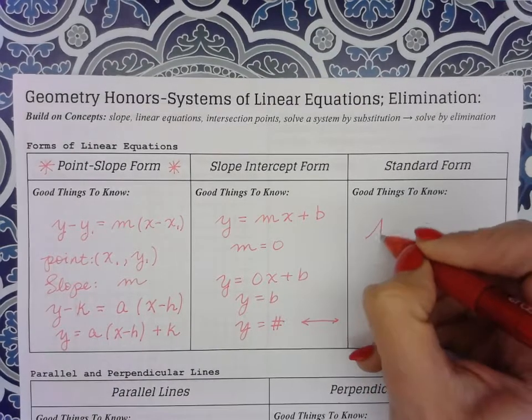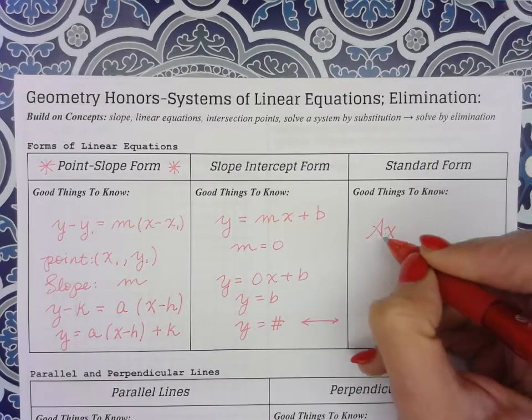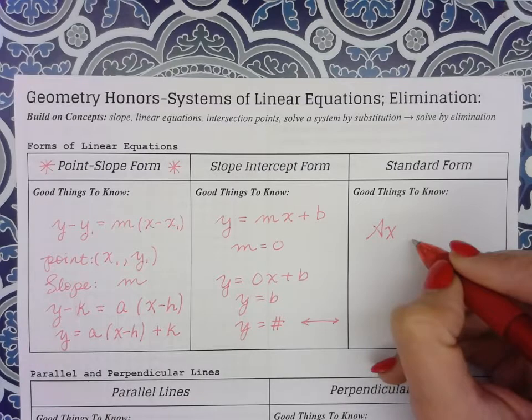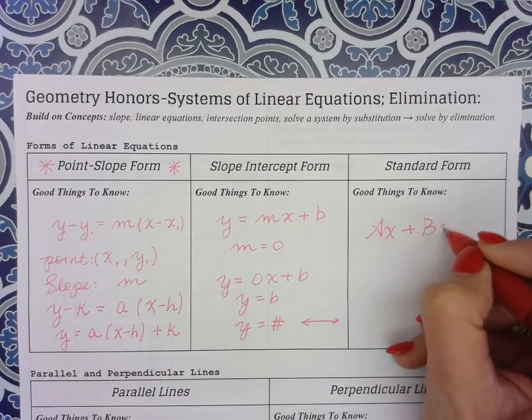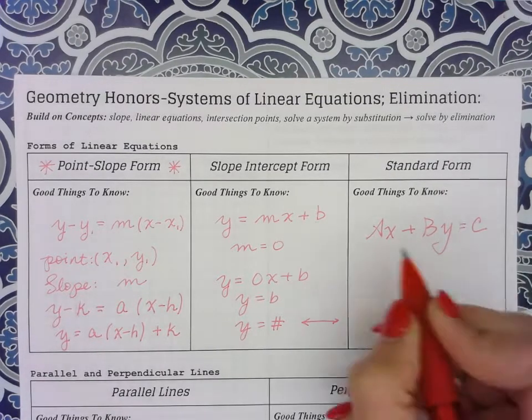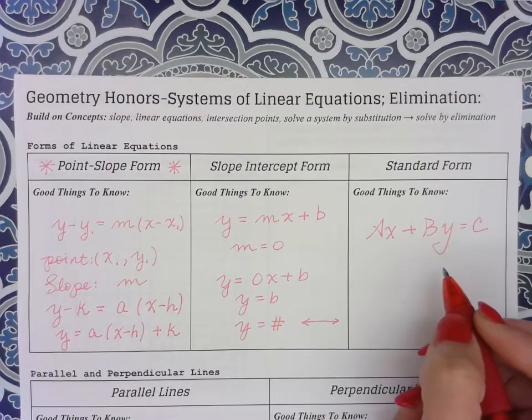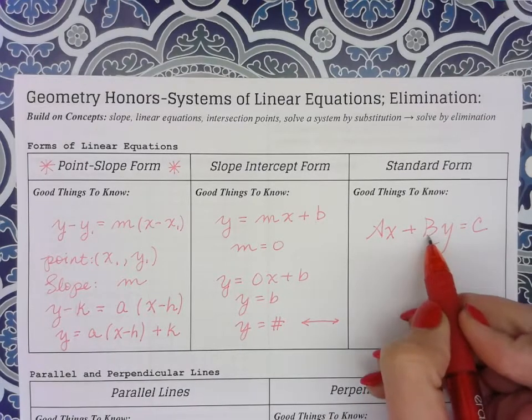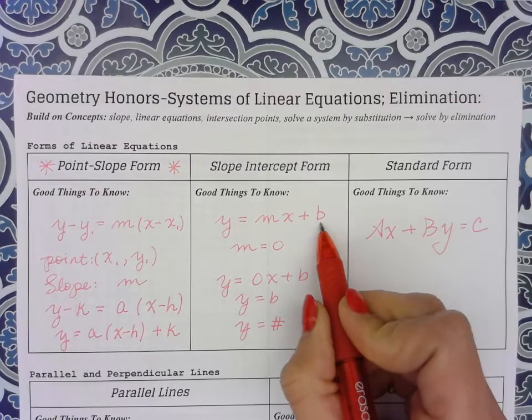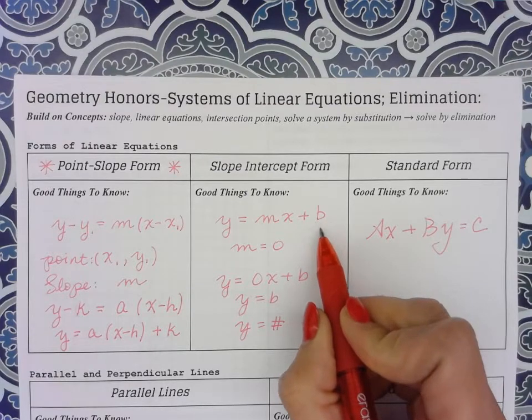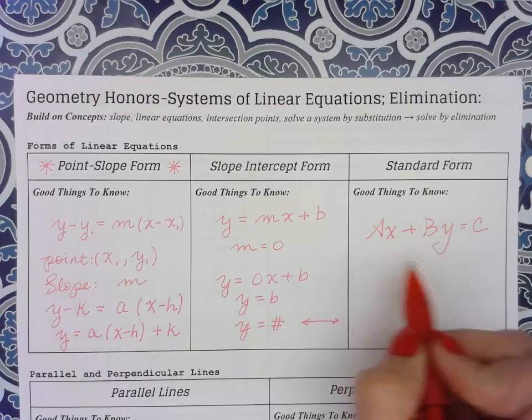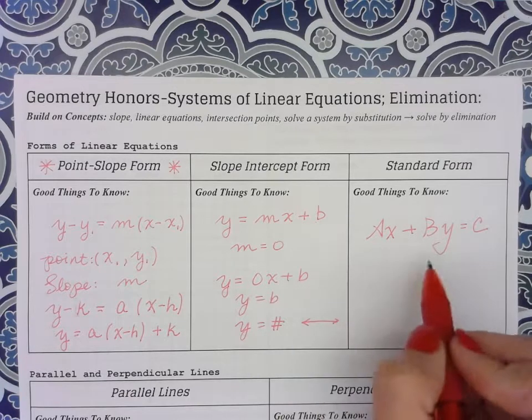Next, standard form. Standard form can vary from book to book. Sorry, that's an A. I randomly wrote it differently. Ax plus By equals C. We use capital A, B, and C. This B value has absolutely nothing to do with this B value. Okay? Please don't think they're the same. They have nothing in common.